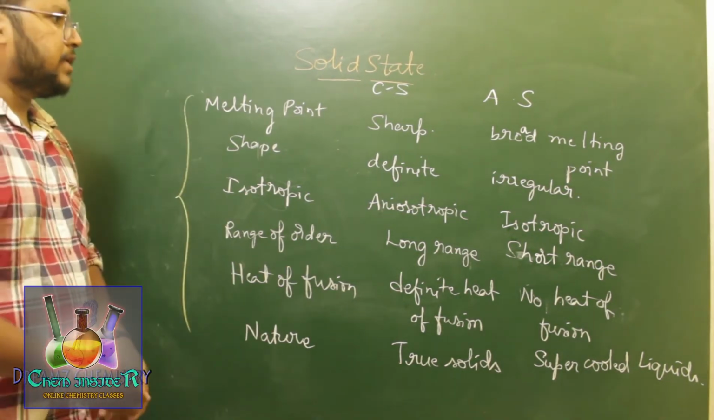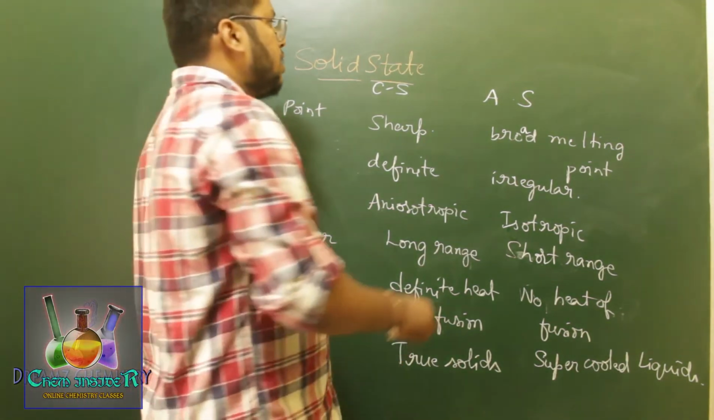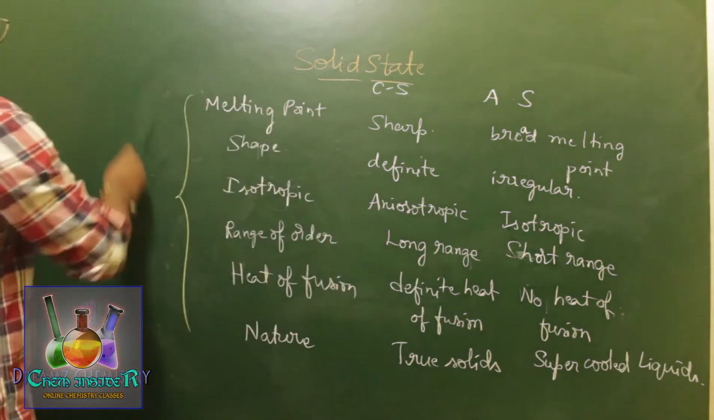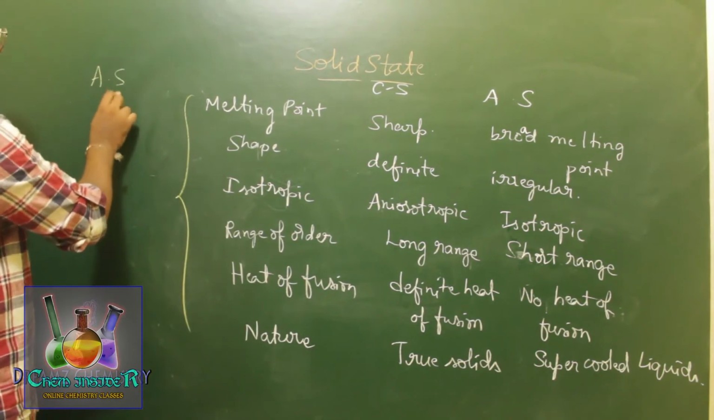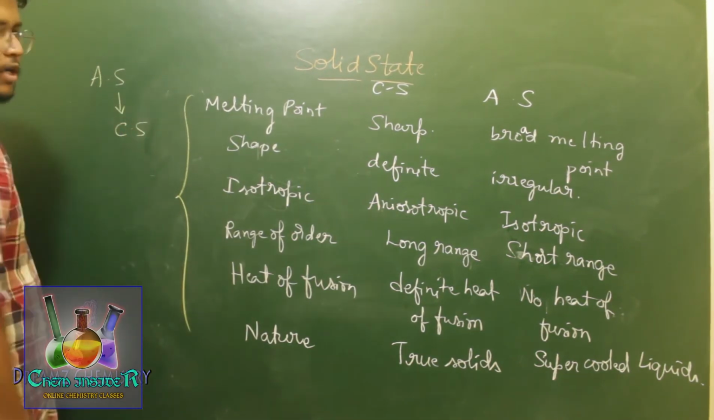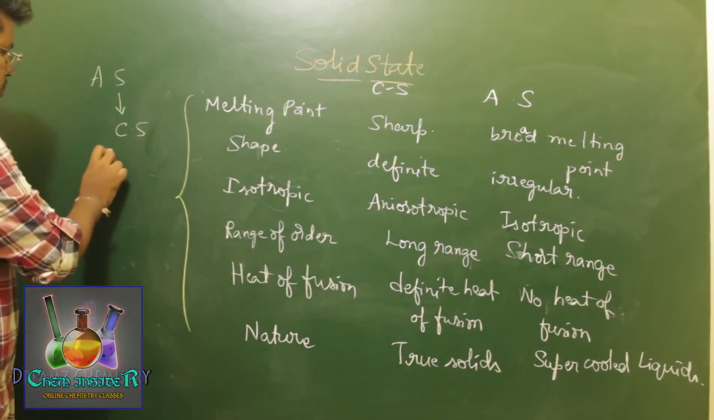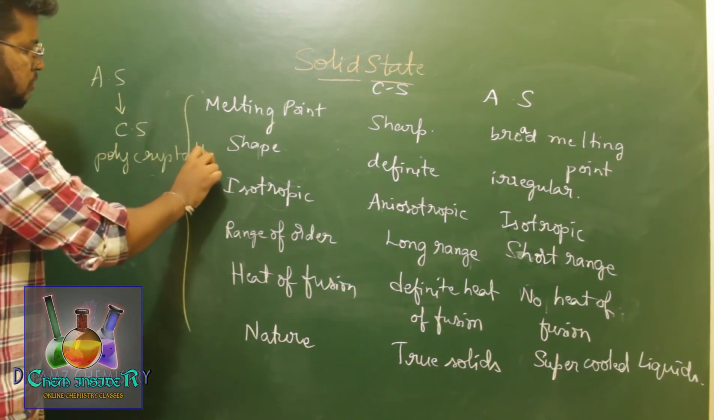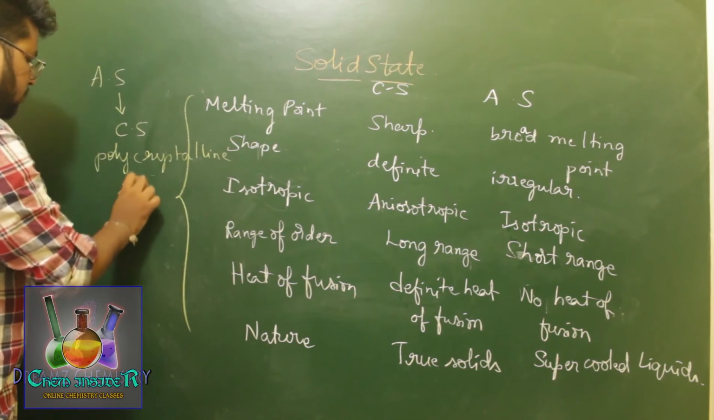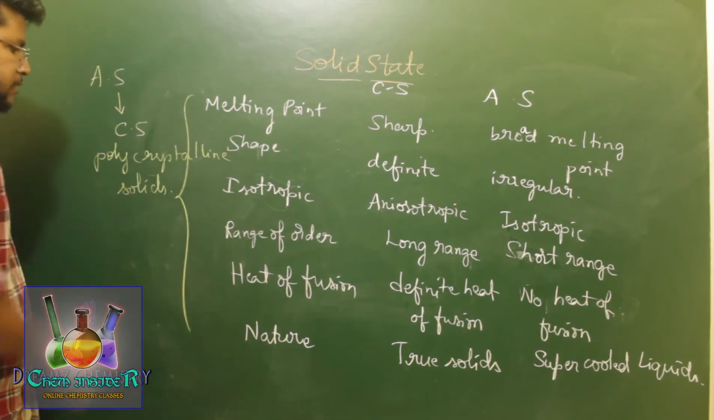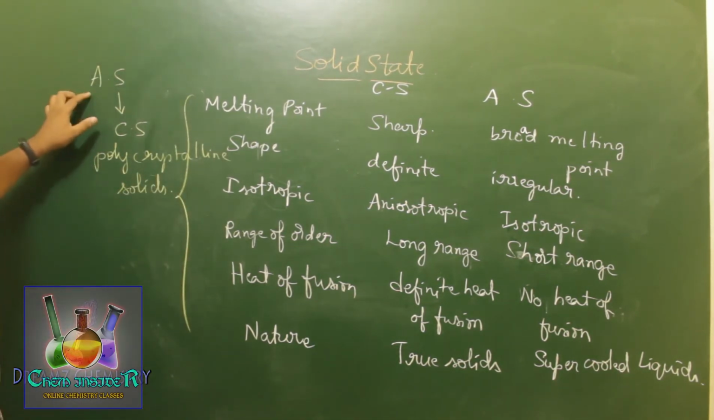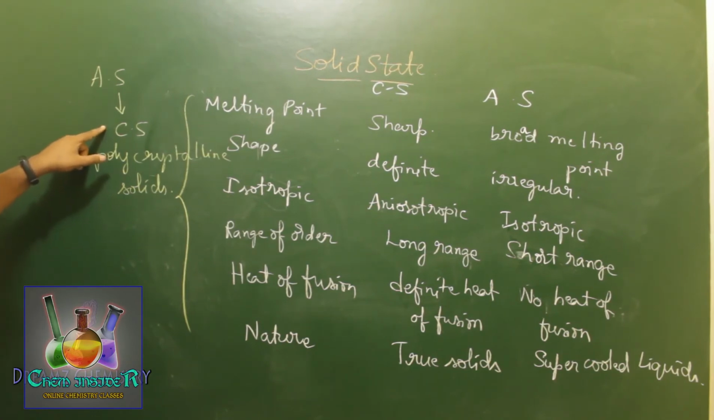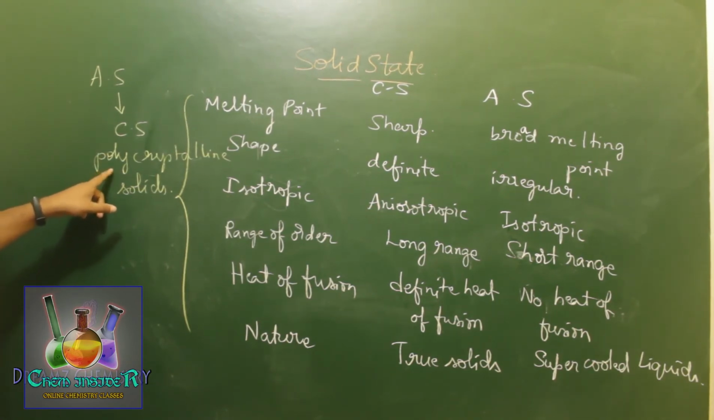Apart from this, we have also found some amorphous solids acting as crystalline solids. Those are called polycrystalline solids. So if some amorphous solids act as crystalline solids, then those are called polycrystalline solids.